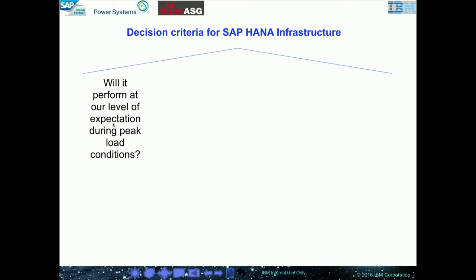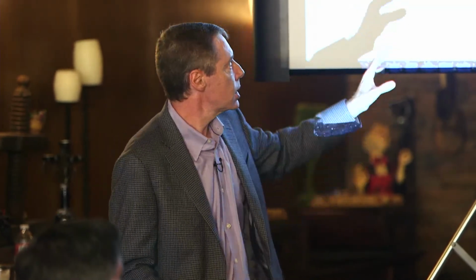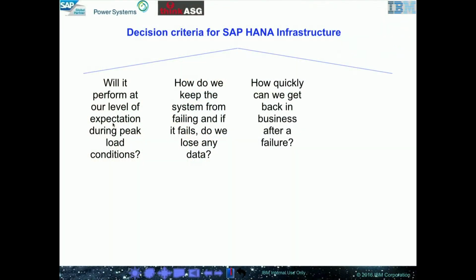Will the system perform not just at average utilization times, but at peak workload times? This is an important question that has to be addressed. Hopefully I'll address all these questions as we go through the presentation. Next is, not is the system going to be always up, but what do we do to keep the system from failing? What are the techniques and technologies we put in place to prevent a failure in the first place? If we do have a failure, what's the next step?